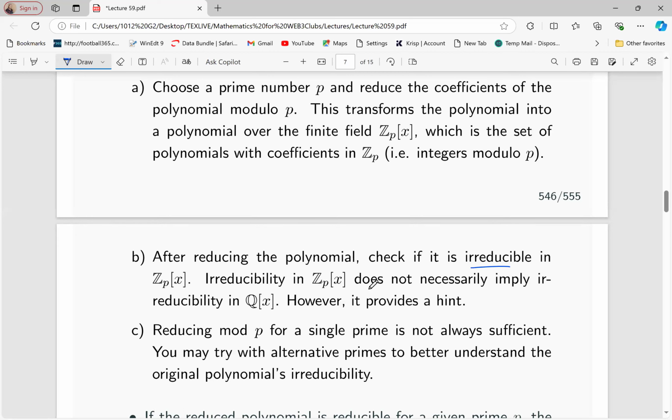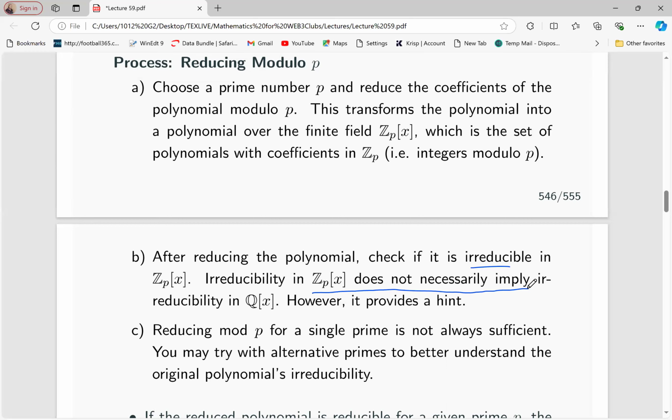Now, irreducibility in this does not necessarily imply irreducibility in the original. However, it provides a hint. So if you find that it's irreducible, it provides a hint that the original one is possibly also irreducible. But if you find it's reducible, then the original one becomes reducible too.